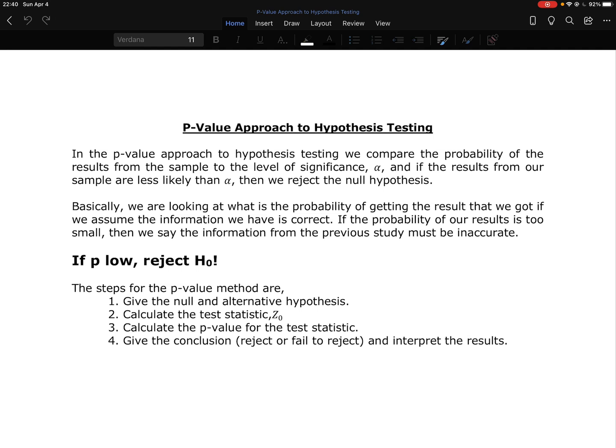The reason I focus on the p-value approach, in case you are wondering, is because this is the approach that you are more likely to see in the real world. Most journal articles are going to throw a p-value at you and that's it. They are not going to throw anything at you related to any other of the approaches. So we're just going to look at how to do the p-value approach to hypothesis testing.